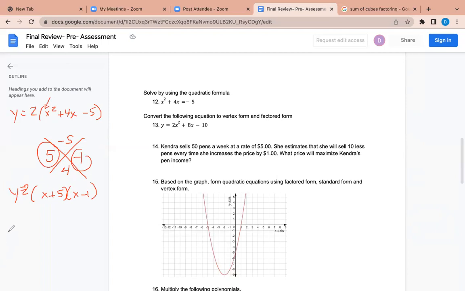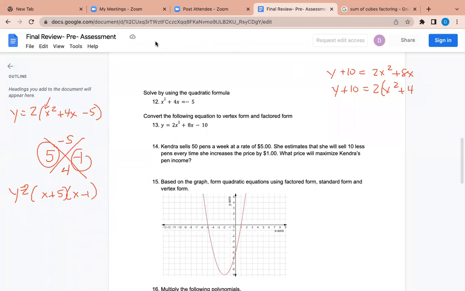Okay. To complete the square, what you need to do is add the 10 to both sides first, which will be y plus 10 is equal to 2x squared plus 8x. Factor out the 2 here. So it'll be y plus 10 is equal to 2, and then x squared plus 4x, sorry, we're going to put the x there.